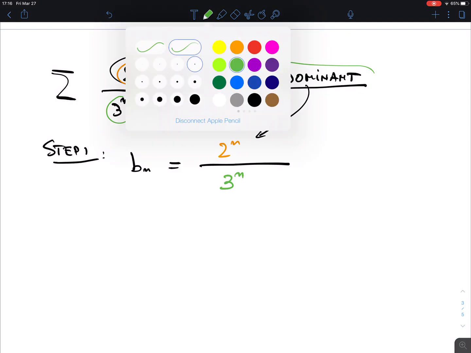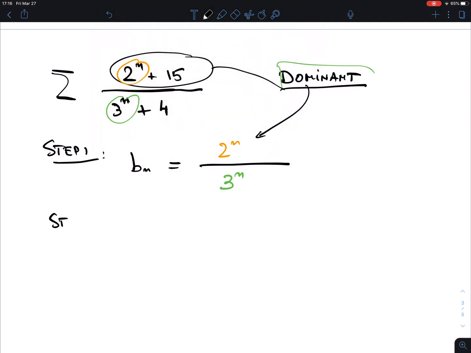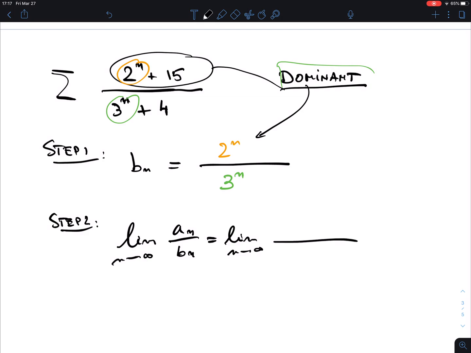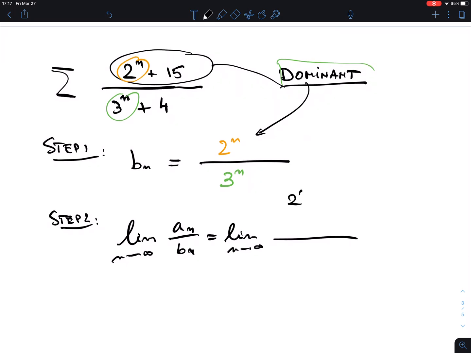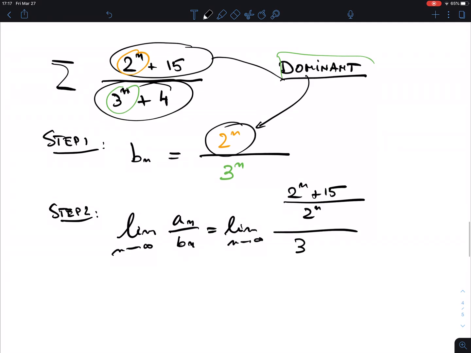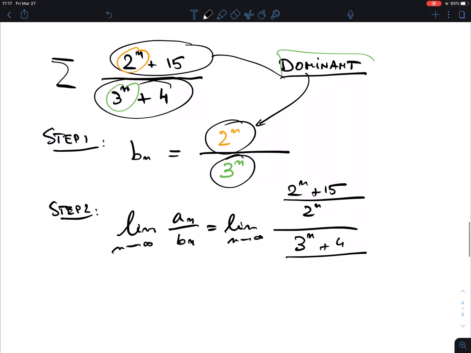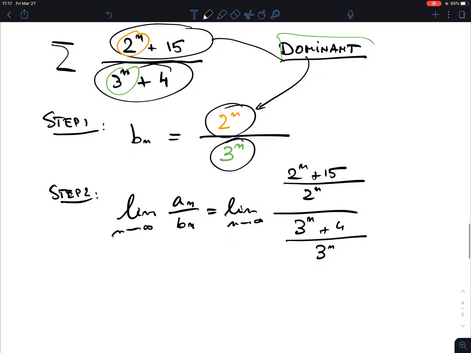And next step is the same step as before. We have to calculate a certain limit, namely the limit for n going to infinity of an over bn, and we do exactly the same. We take the original numerator, 2 to the n plus 15, and divide by the one from bn, and do the same for this guy. So 3 to the n plus 4 divided by 3 to the n. And now we simplify.